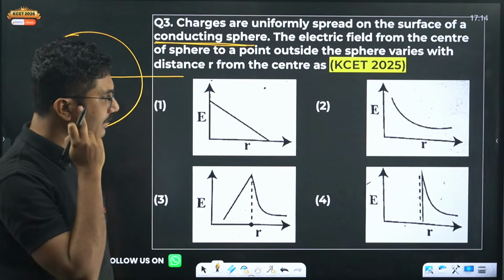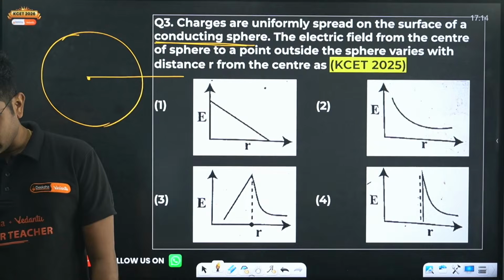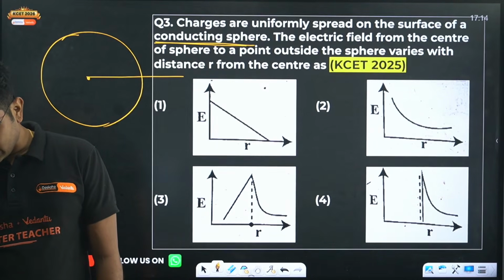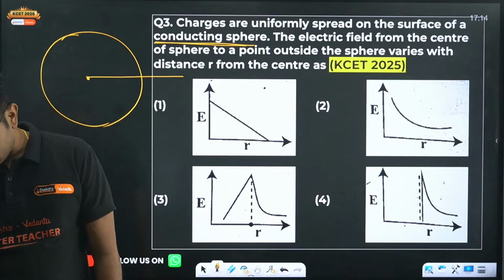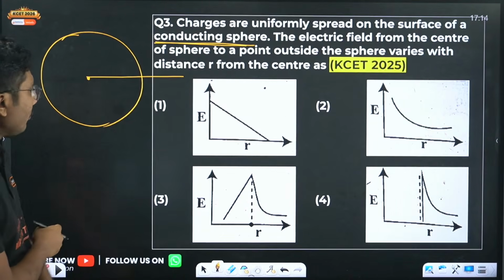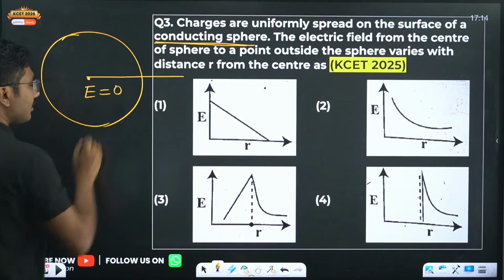Very interesting question. Now let's see who can answer this question. Yes, I can already see some of the correct answers. I see Kirti has answered. Kirti, your answer is wrong. I will explain why your answer is wrong. Remember that electric field inside a conductor will be 0.